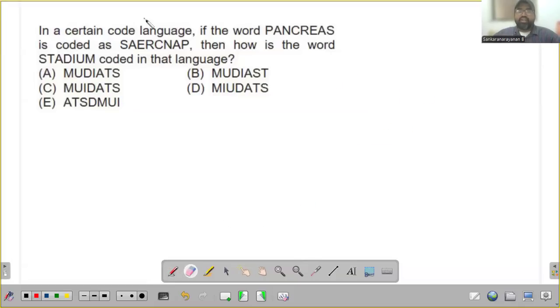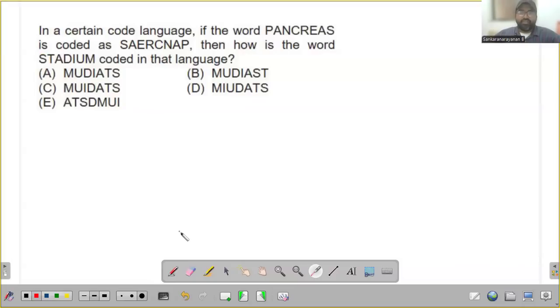Now, take a look at this first question. Pancreas is getting coded in a specific way. So what is the logic? You can see pancreas, this string, is written in the reverse logic here. See, P-A-N-C-R-E-A-S. The string is reversed. So how is this word stadium coded?